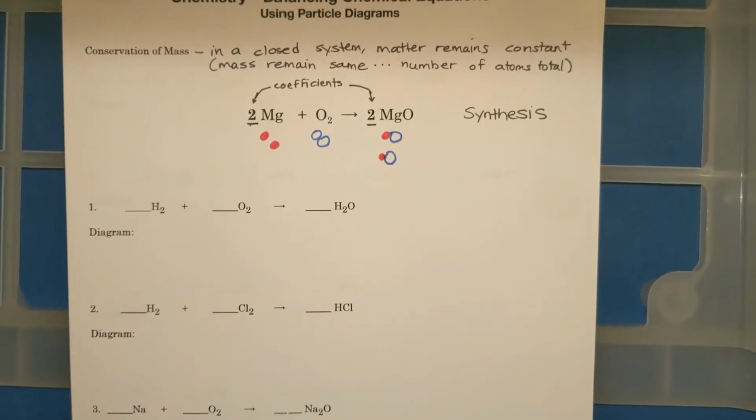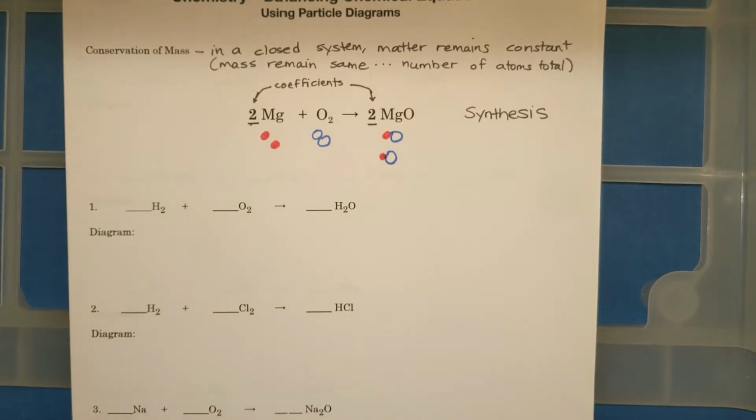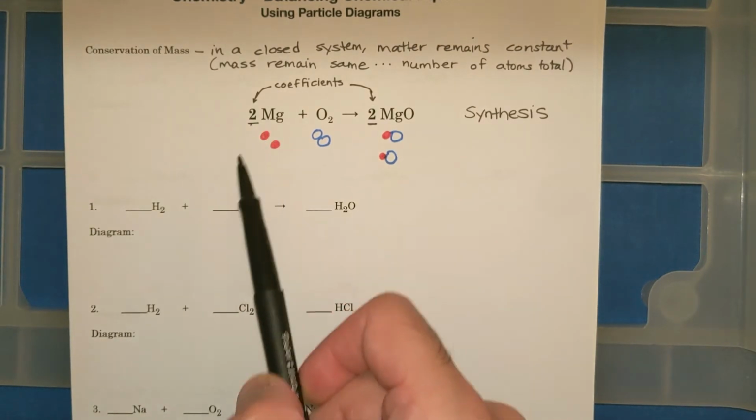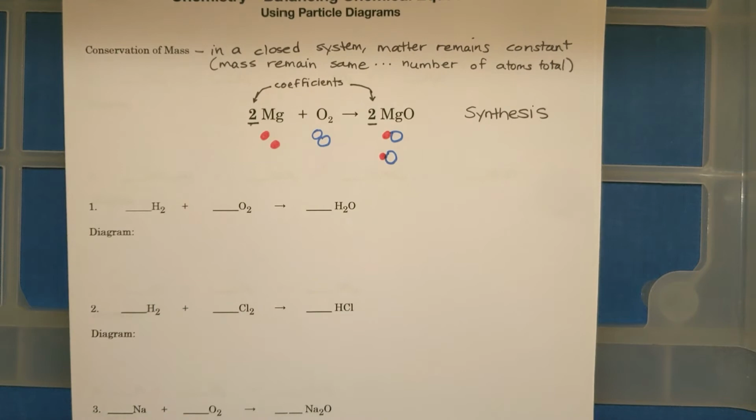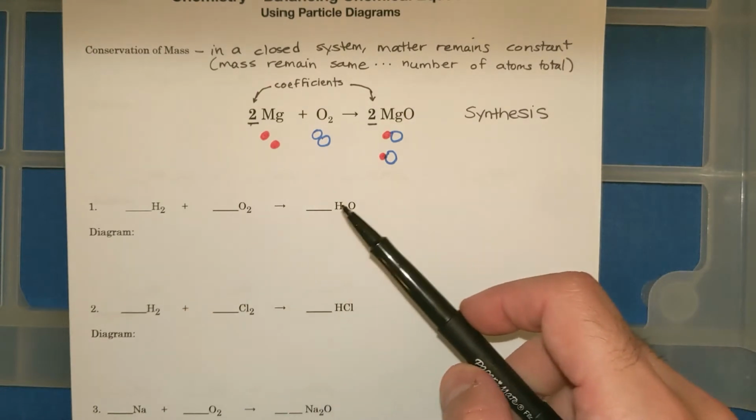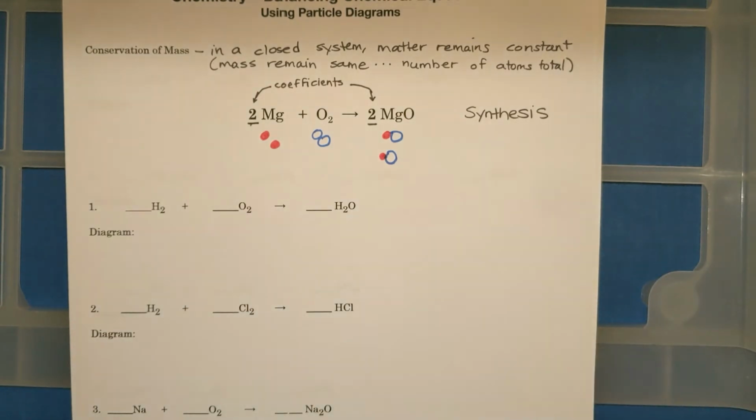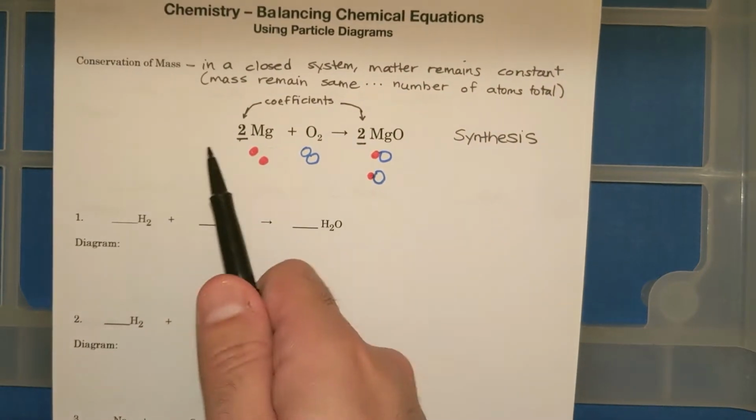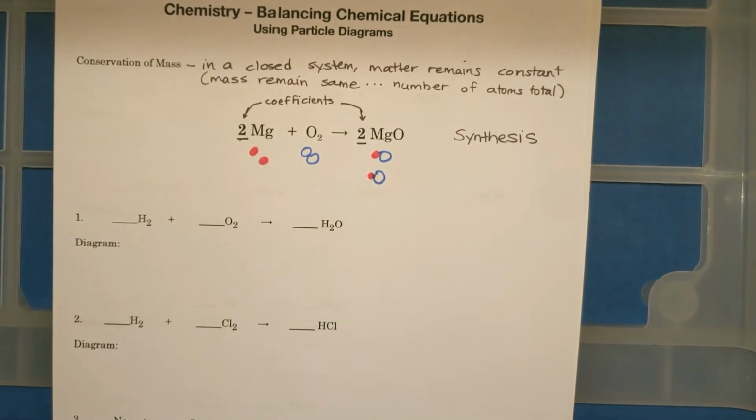Now let's count and make sure that we have a conservation of mass, or we have the same number of particles on each side. I have 2 red particles, or 2 magnesiums on the left side, and I have 2 red particles, or 2 magnesiums on the right side. I have 2 blue particles connected on the left side, and I have 2 blue particles connected elsewhere on the right side. This is conserved, and this is what we call balanced. This is an already balanced chemical equation.